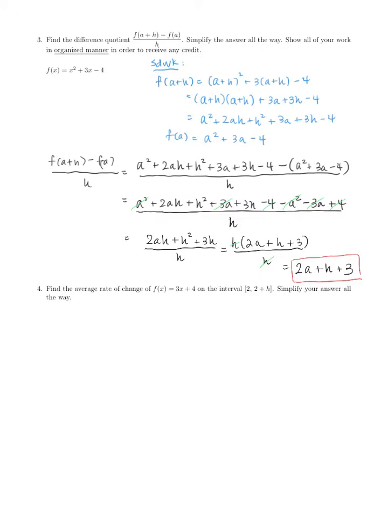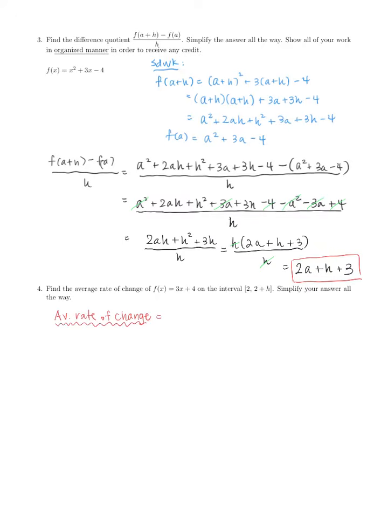Okay. Now let's go with the number 4. Find the average rate of change on the interval 2, 2 plus h. So first you're going to have to memorize this formula. So let me just write this down. Average rate of change. Okay, make sure to memorize this.